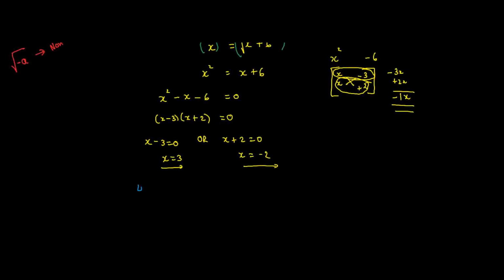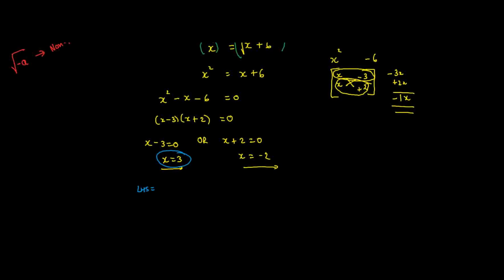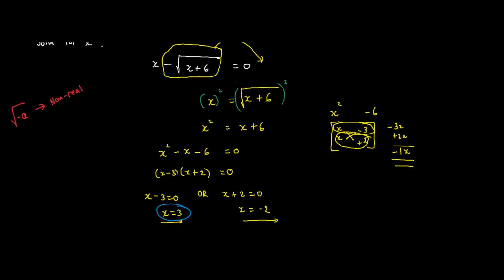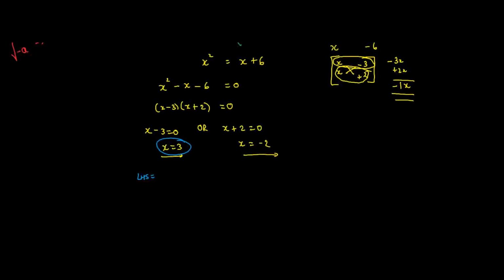So let's look at the left-hand side. Let's say x is equal to 3. I'm going to substitute 3 in the place of x. So I have 3 minus the square root of 3 plus 6. What does that give me? 0. So the left-hand side is equal to 0, the right-hand side is equal to 0. So yes, x can be equal to 3.